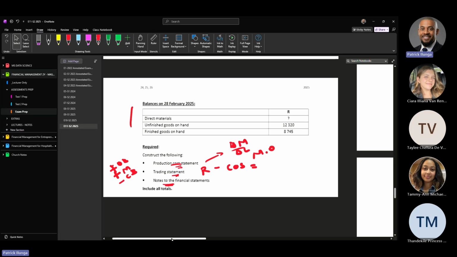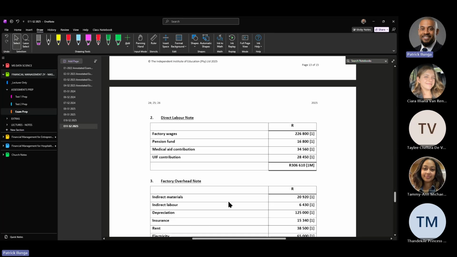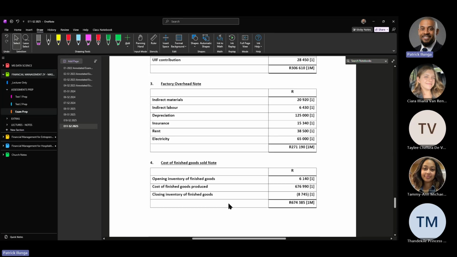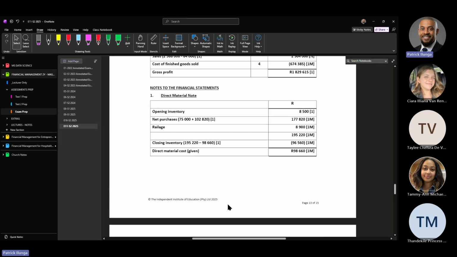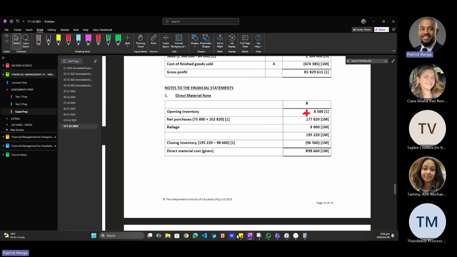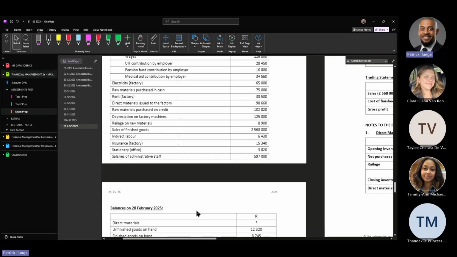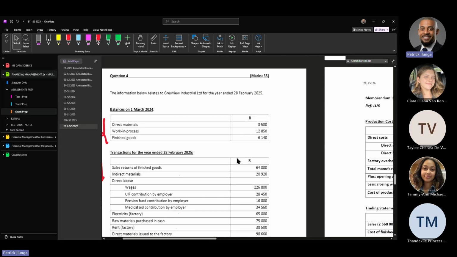That's what I need from you guys. So you need to know what you're doing. Let's say, for example, you're going to need to categorize everything, but let's start with the direct material. You will start with the opening balance. You can see that the direct material, the work in process, and the finished goods each have an opening balance.